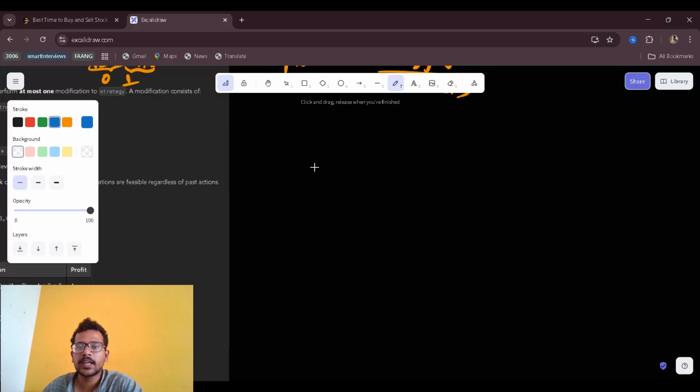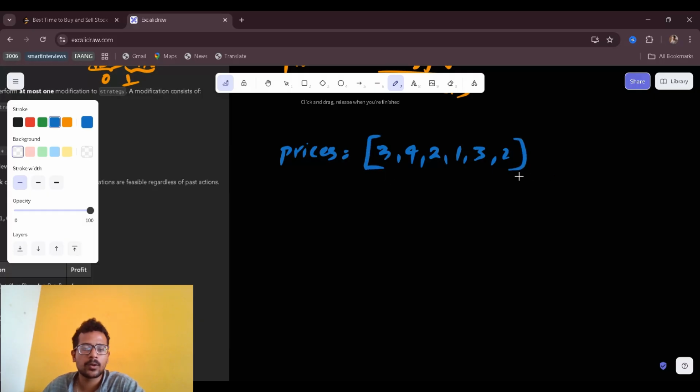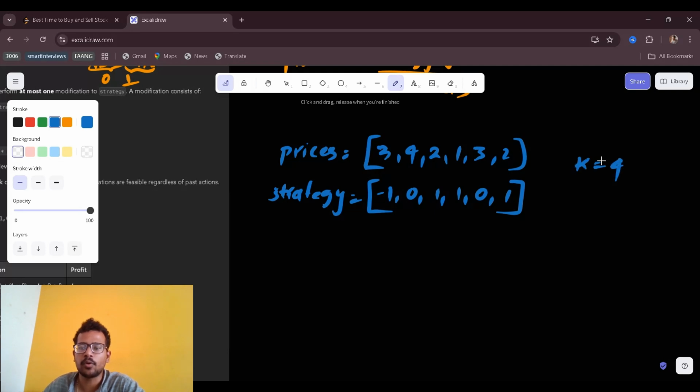First thing, let me take a good example. I am taking prices as 3, 4, 2, 1, 3, 2. So n is nothing but 6. We have 6 elements and I am taking strategy as minus 1, 0, 1, 1, 0, 1. Now I have k as 4.